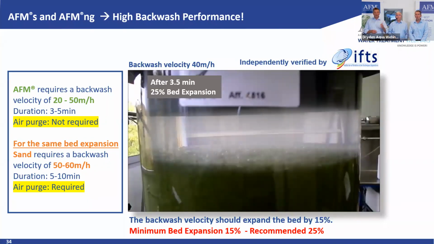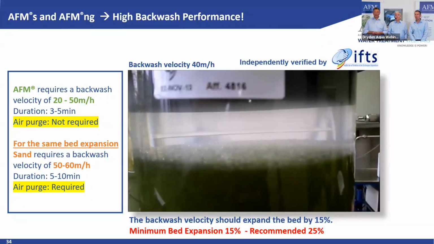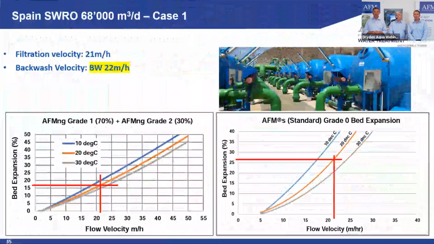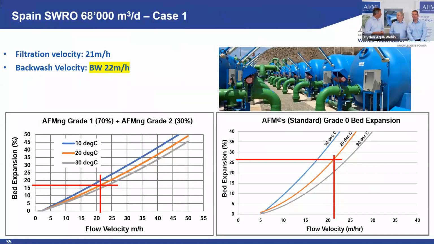With AFM, again, we can go down to 20. If you come with a project, even if it's a really great project, and you say, I can only backwash at 10 meters per hour, we will not supply you AFM. We are not doing this. Back to our project in Spain. Exactly, just now back to our project.